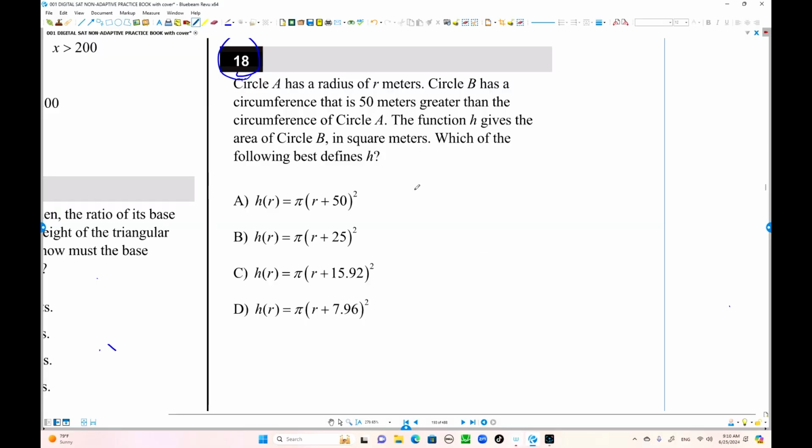Hello everyone. This is a test for module 1 number 18. Okay, we're gonna do this one.